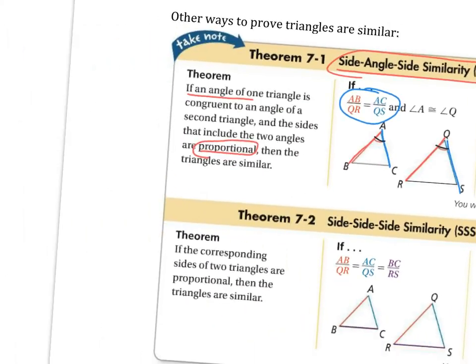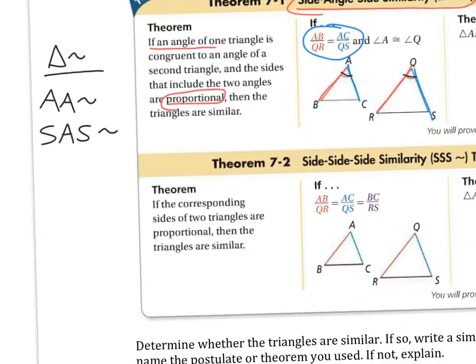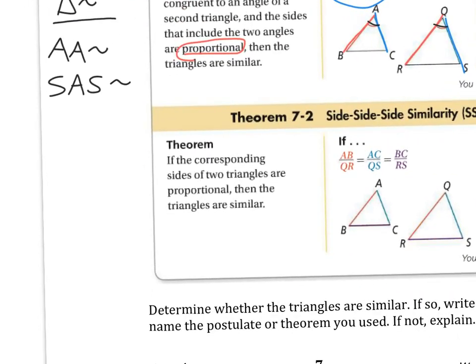So notice, so far, to prove triangle similarity, we have angle-angle similarity. We have side-angle-side similarity. And then the last one here, if the corresponding sides of two triangles are proportional, side, side, side, then the two triangles are similar, side, side, side.